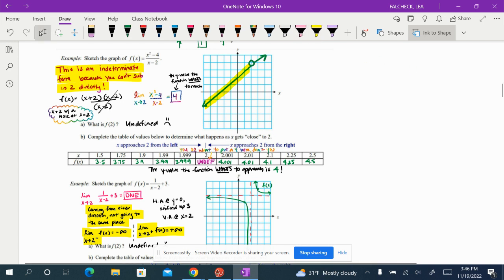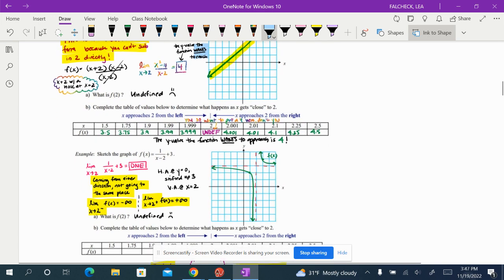And then as we come in from the right, as we're just a little bit above 2, the y value that the function wants to approach is 4. So while f of 2 is undefined, the function really wants to approach 4 as it gets very close to 2. So we would say that the limit as x approaches 2 of x squared minus 4 over x minus 2 is equal to 4, because that's the y value that the function really wants to reach. So think about limits like where the function wants to reach.